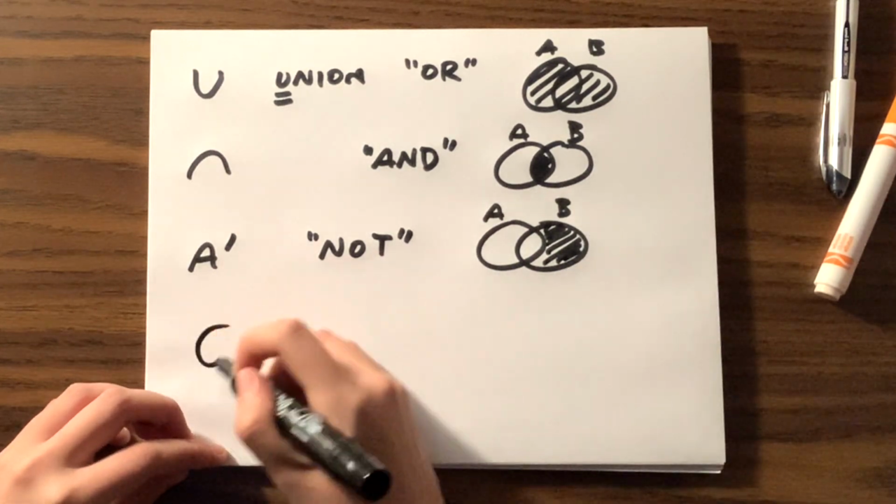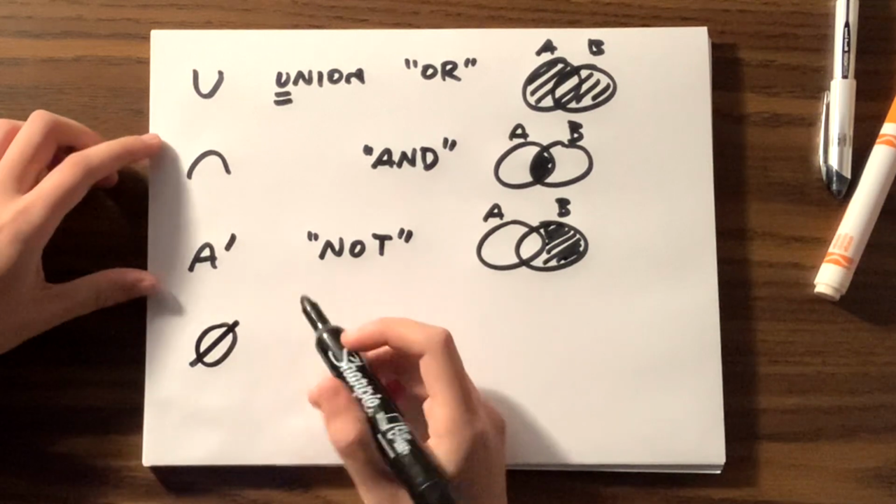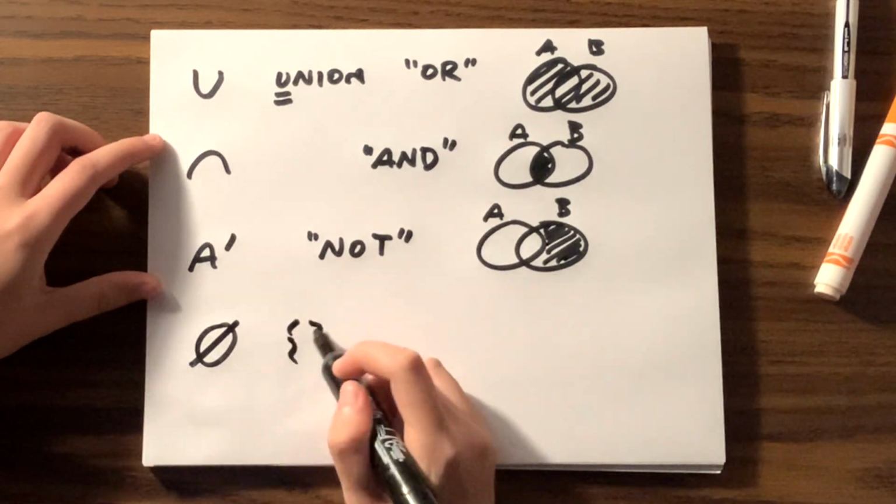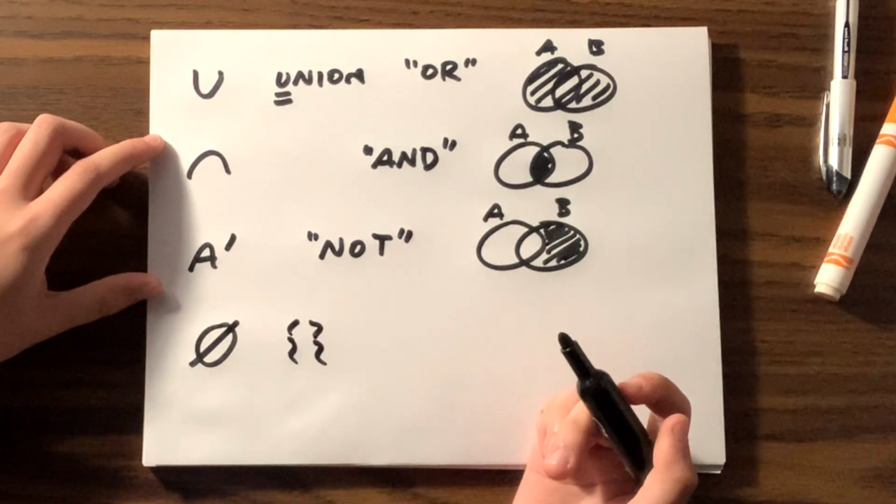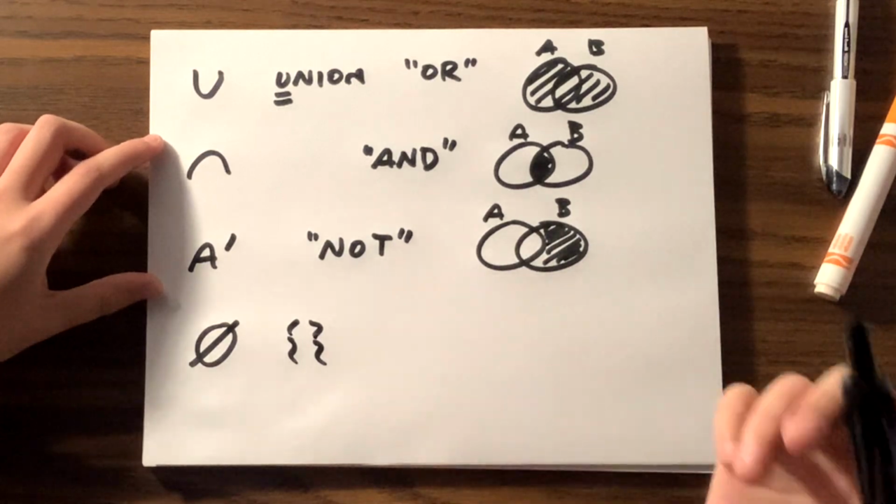Another set is called the null set. It can be written like this, or it can be written as a literal empty set. And the null set is actually contained in all sets.